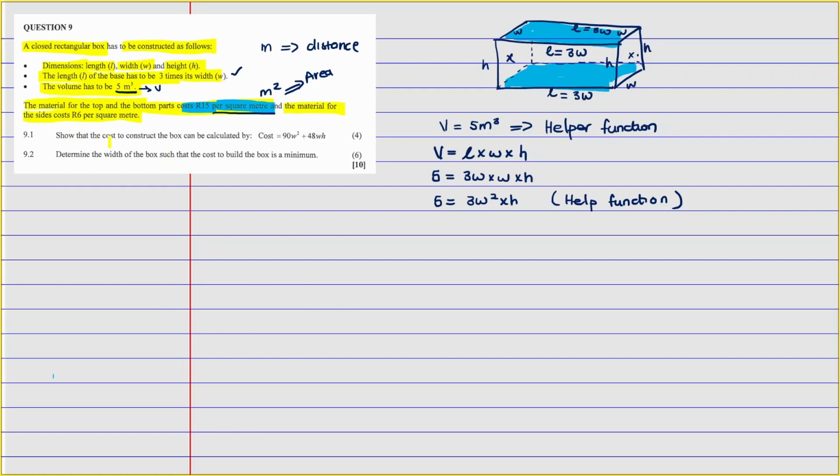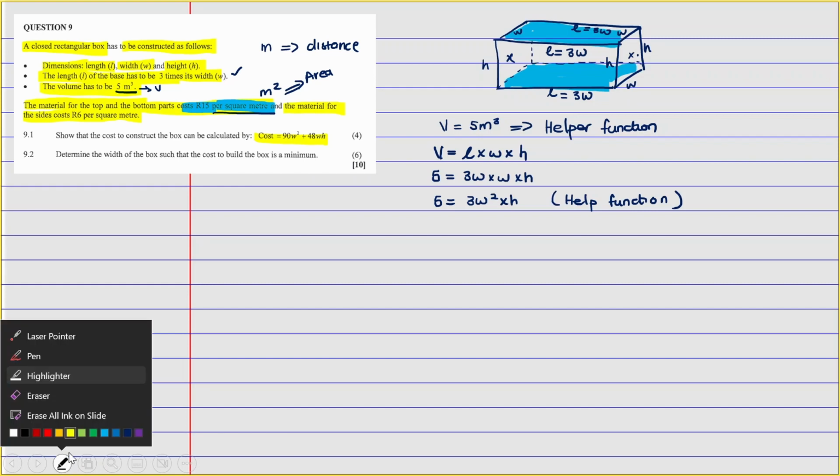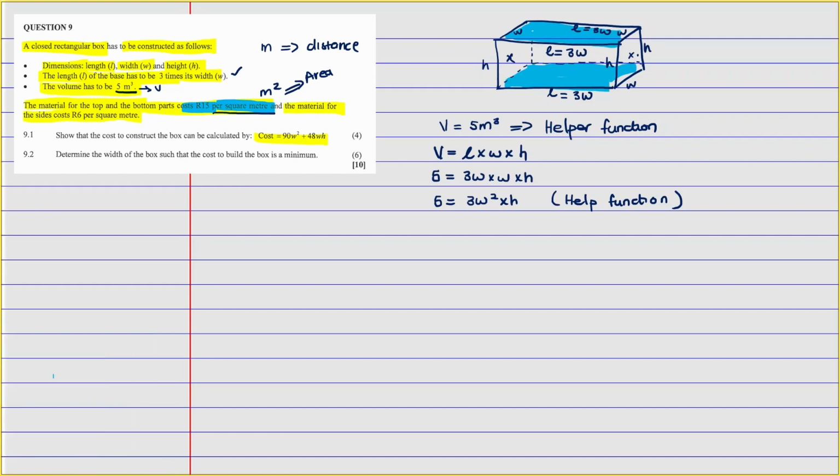It says, show that the cost to construct the box can be calculated as this being the cost. So we need to show that this is the total cost for this entire thing. That's going to be easy to do because we know that cost is in terms of area. Do you agree with me? Our cost is in terms of area. So what do we know now? We know that the cost is going to be equal to the area.